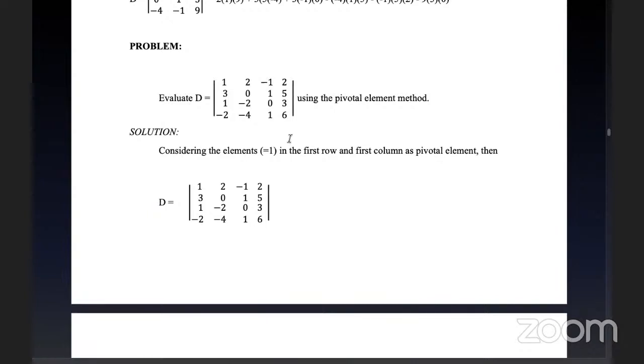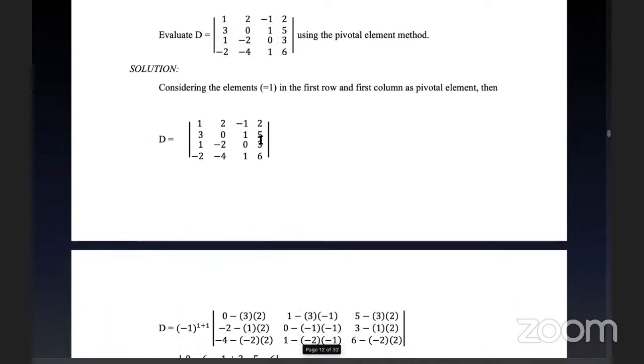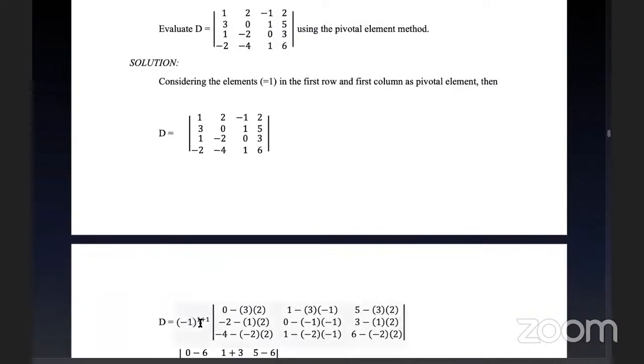Okay, so in this case, ayan, so pag pumili tayo ng pivot, unity or 1 yung pipiliin natin. So in this case, we can utilize this element na nasa row 1, column 1 as our pivot. So nasa row 1 siya. And ano ba yung sign nito? So it will be positive. Ayan, -1 raised to 1 plus 1.